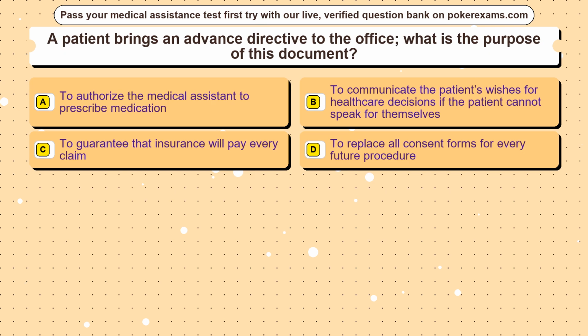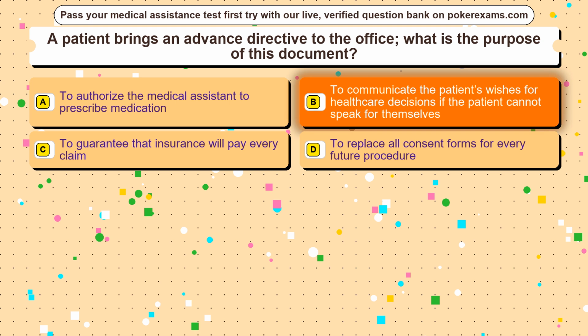Question 5. A patient brings an advance directive to the office. What is the purpose of this document? Option A. To authorize the medical assistant to prescribe medication. Option B. To communicate the patient's wishes for healthcare decisions if the patient cannot speak for themselves. Option C. To guarantee that insurance will pay every claim. Option D. To replace all consent forms for every future procedure.